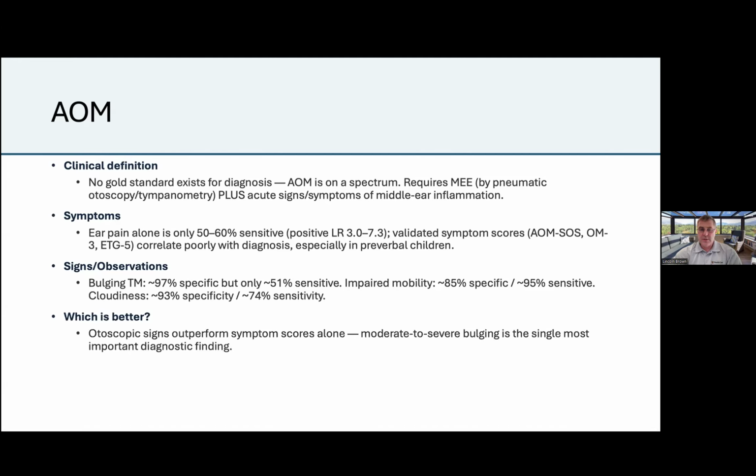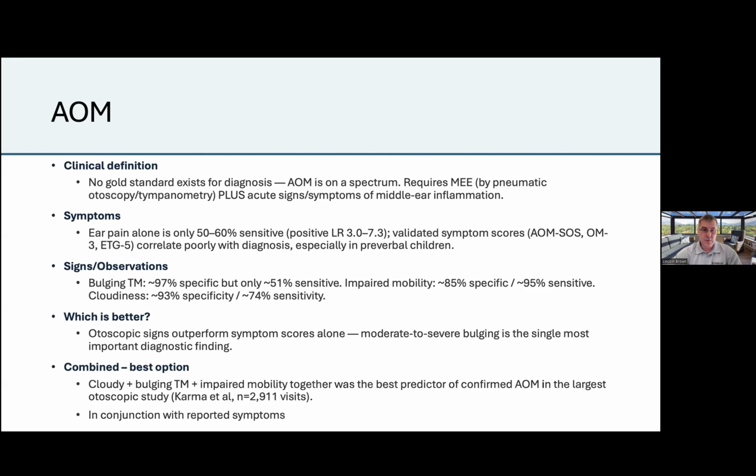So, which is better? Do we look at the signs? Do we look at the symptoms? Moderate to severe bulging is the single most sensitive finding, but really it's the combination of both. We need that cloudy, bulging tympanic membrane with impaired mobility, with acute symptoms of infection. That is our best diagnosis for acute otitis media.